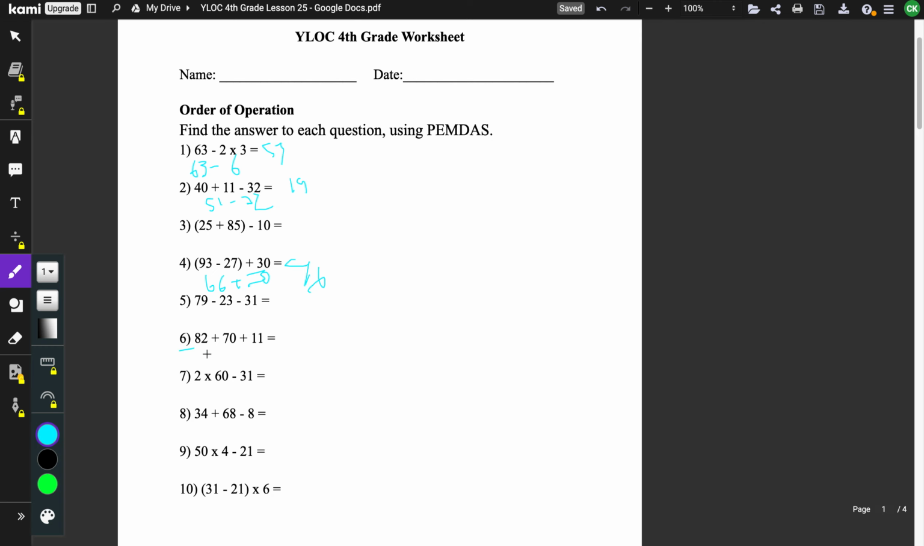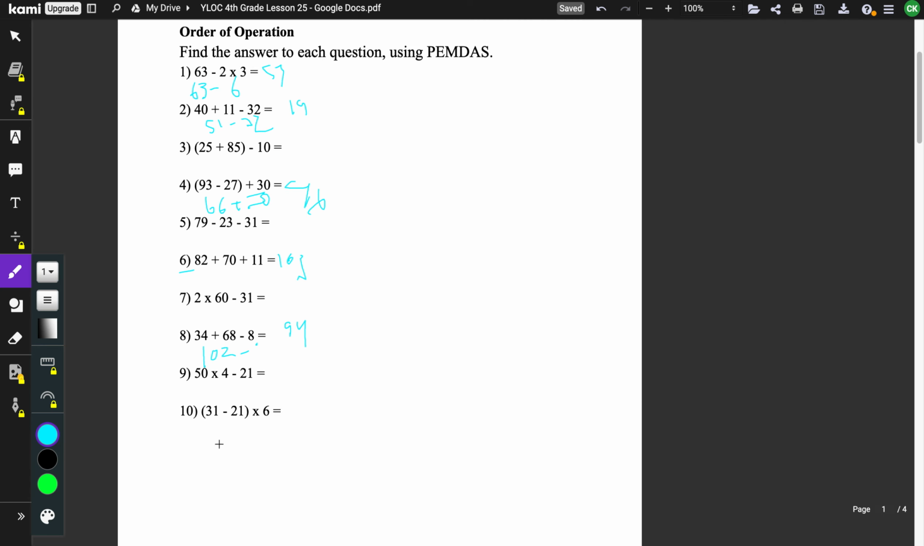Moving on, number 6, 82 plus 70 plus 20, that doesn't really matter, so we just add those all up, and you should get 163. Moving on, number 8, again, the order doesn't matter, so 34 plus 68 minus 8. Let's do 34 plus 68, that should be 102. 102 minus 8, what would that be? That would give you 94.